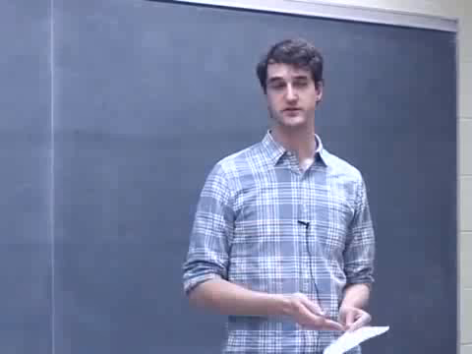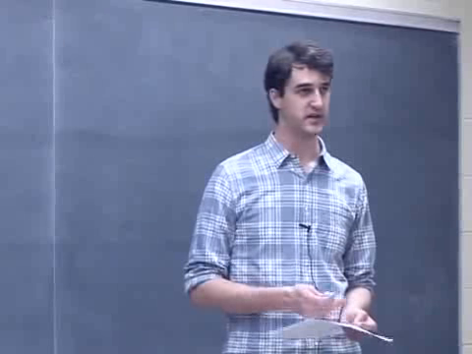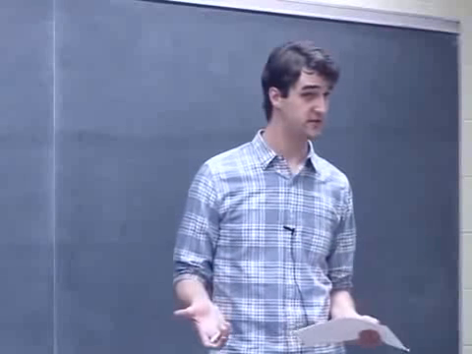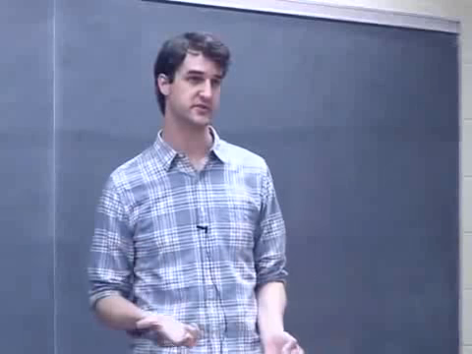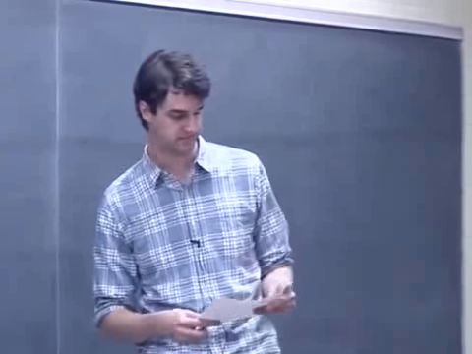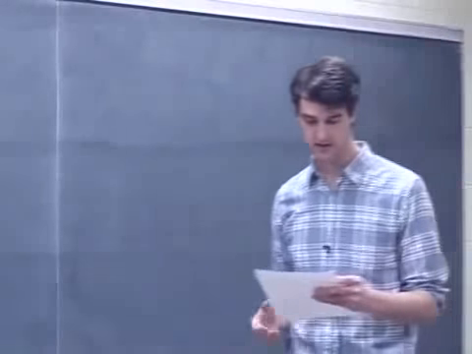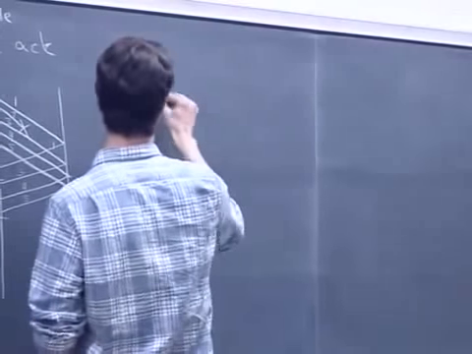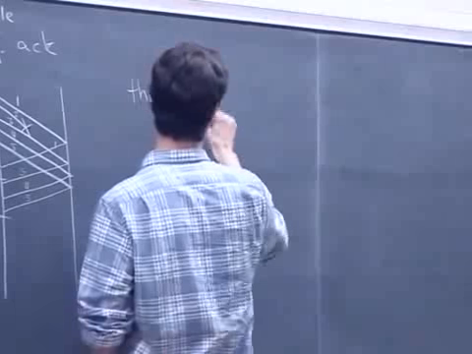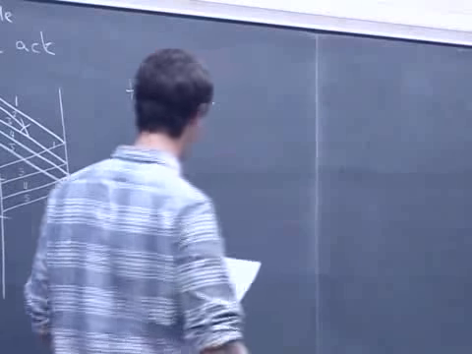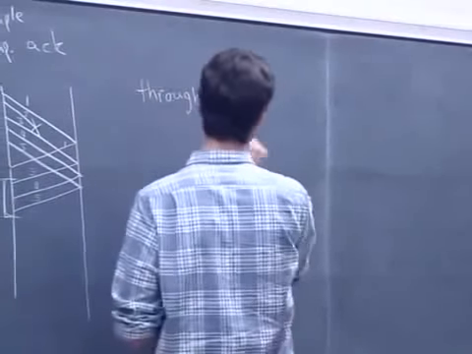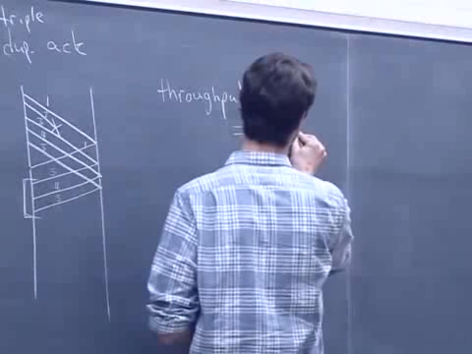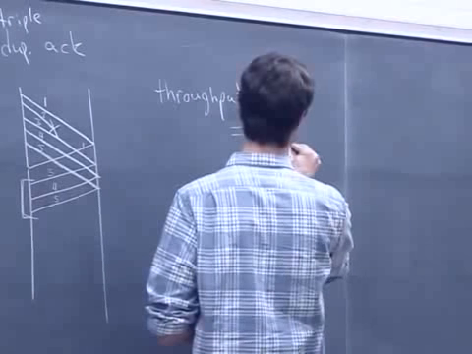So the version of TCP that your computer uses today is slightly different than the one I talked about, but the concepts are the same. All right? And then the throughput that TCP achieves is different than the window size. So the throughput is equal to our window size divided by the round trip time.